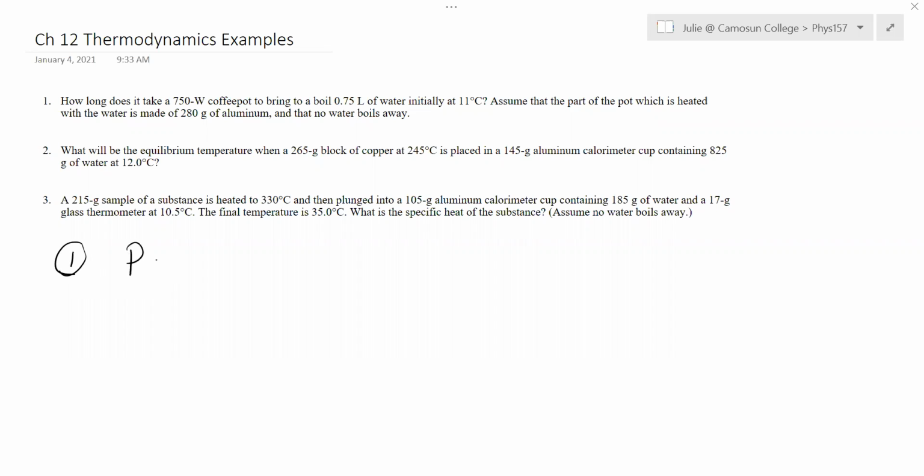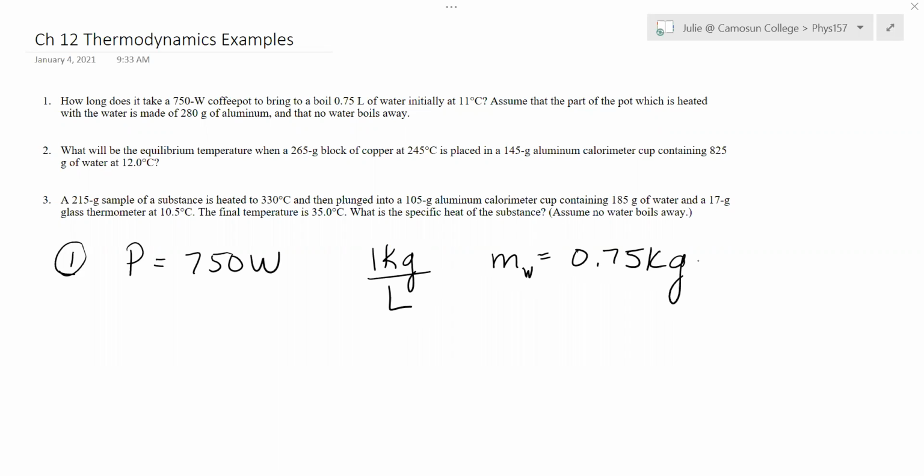We're told power, symbol for that is P, is 750 watts. Now we're told the volume of water, 0.75 liters, but the density of water is 1 kilogram per liter. So 1 kilogram per liter is the density. And so the mass of water that we have here would be 0.75 kilograms because the heat equation uses mass, so you need kilograms.